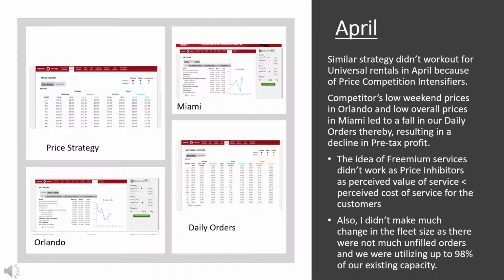However, a similar strategy didn't work out for Universal Rentals in April because of price competition intensifiers. Competitors' low weekend prices in Orlando and low overall prices in Miami led to a fall in our daily orders, thereby resulting in decline in pre-tax profit. The idea of freemium services didn't work as price inhibitors as the perceived value of service was much less than the perceived cost of service for the customers. Also, I didn't make much change in the fleet size as there were not many unfilled orders and we were utilizing up to 98% of our existing capacity.